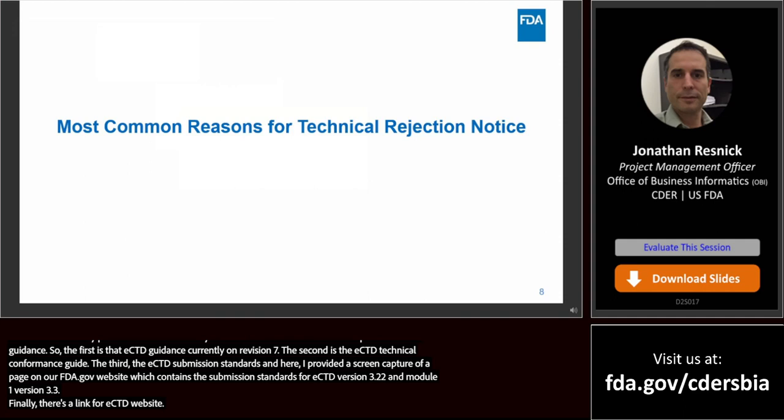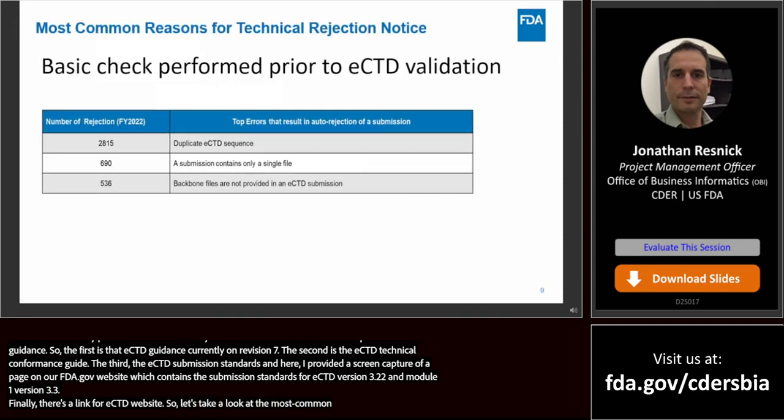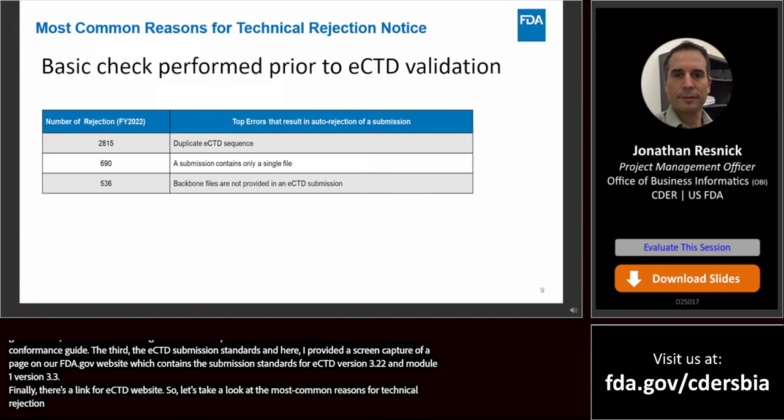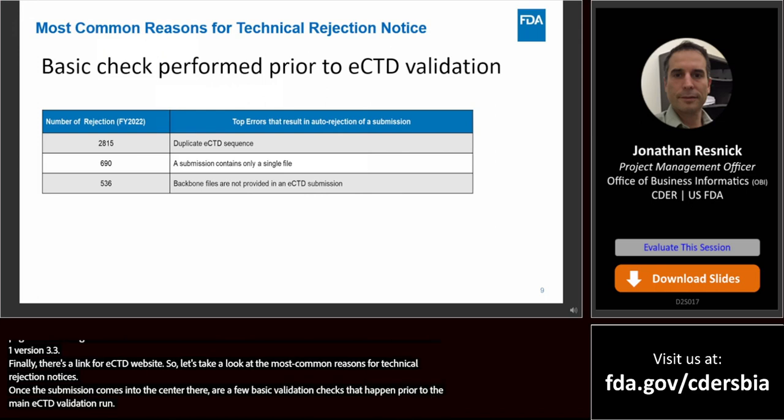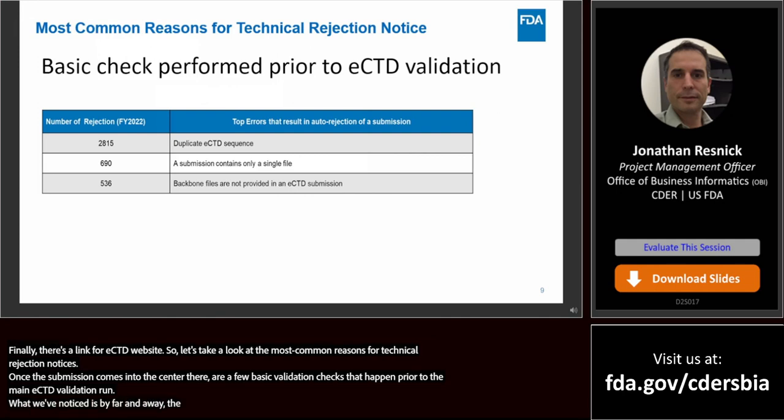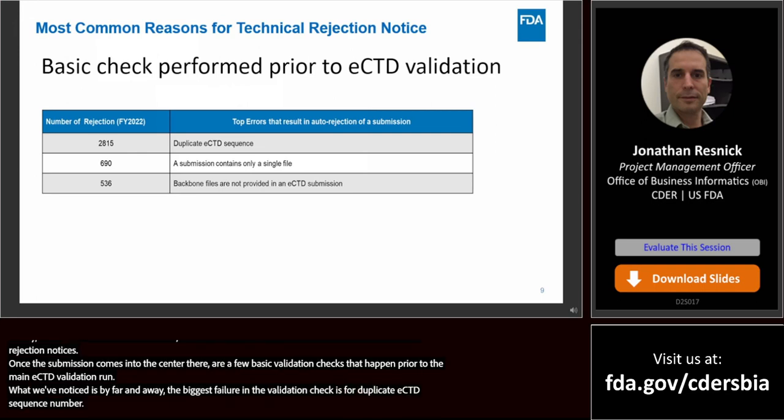So let's take a look at the most common reasons for technical rejection notices. Once the submission comes into the center, there are a few basic validation checks that happen prior to the main eCTD validation run. What we've noticed is by far and away the biggest failure in the validation check is for duplicate eCTD sequence number. We've noticed it accounts for nearly 50% of all eCTD rejections from the center.